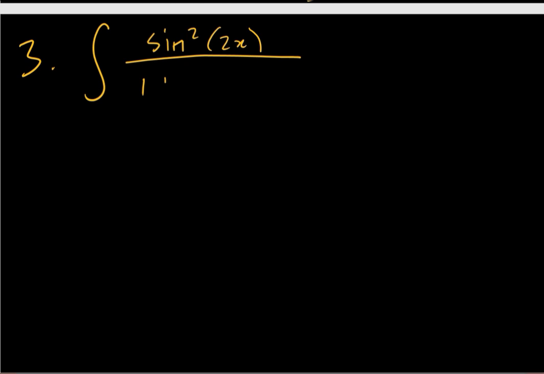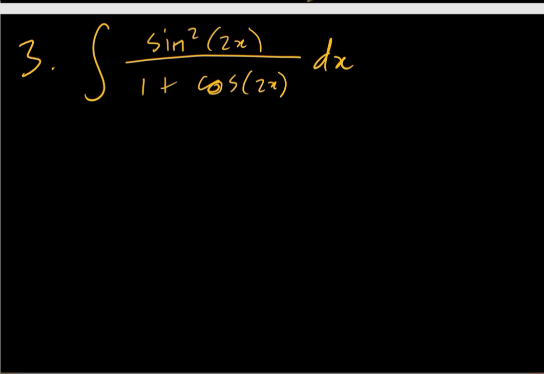Okay, now let's look at number 3. So let's see what we can do here. So this is the integral of sine squared 2x over 1 plus cosine 2x. And then don't forget the dx there. So before we start panicking, we can ask ourselves, is there a way to simplify this?